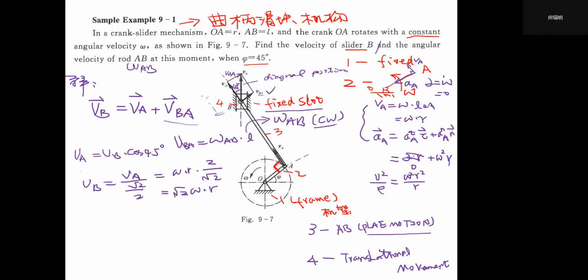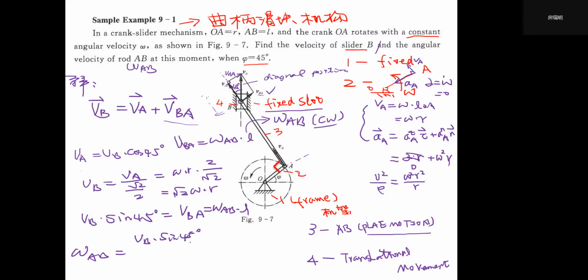We can also find here VB times sine 45, from this triangle, because this triangle is a right triangle. So it will be VBA, and VBA equals omega AB times L. Then we can easily find omega AB equals VB times sine 45, over L.